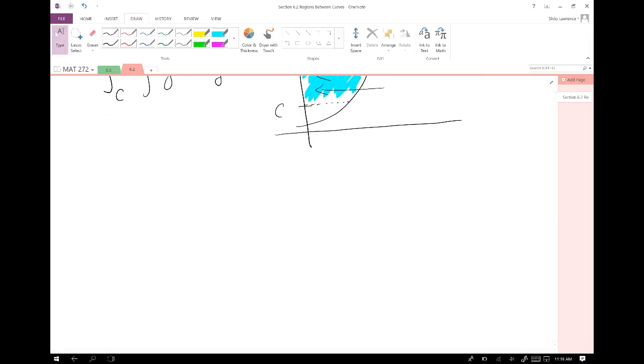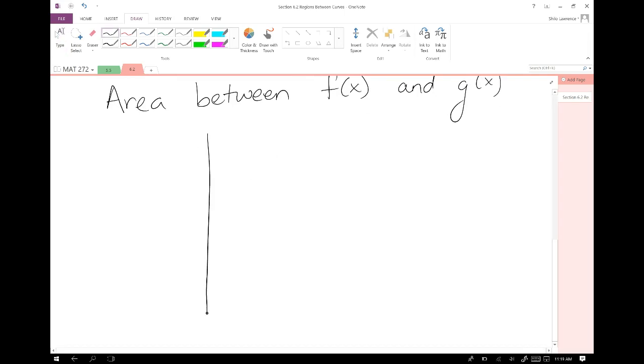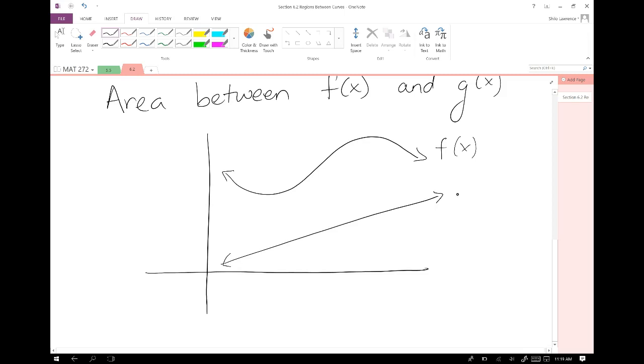So the new part that we're going to add is, what if we want our bottom boundary to not be a coordinate axis? What if we want to find the area between f of x and g of x? So I've got some f of x up here, and say some g of x down here, from a to b. So I'm going to show you first how this formula is developed, and hopefully that'll make a little bit more sense and it will be easier to remember.